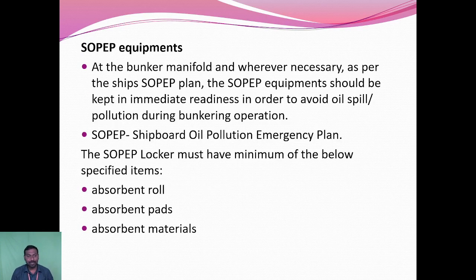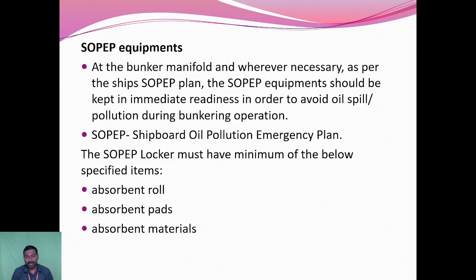Next, we'll be seeing about the soak-up equipment. Soak-up is nothing but the shipboard oil pollution emergency plan. This is the plan mainly used for prevention of oil pollution. At the bunker manifold, wherever necessary, as per the soak-up plan, the soak-up equipment should be kept in immediate readiness in order to avoid oil spill or pollution during the bunkering operation. The soak-up locker is mainly present on the weather deck near the accommodation. At most, it will be present near the bunker station.